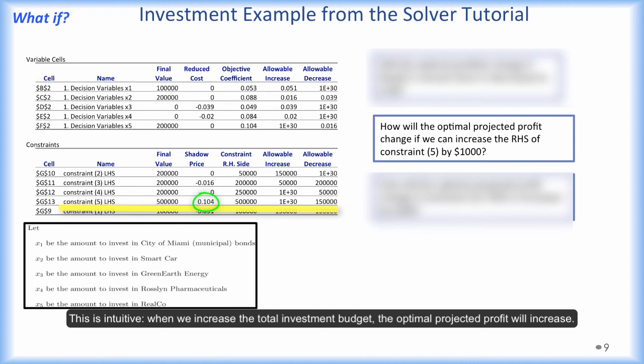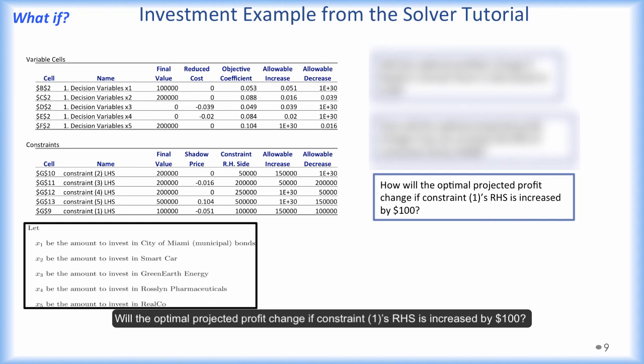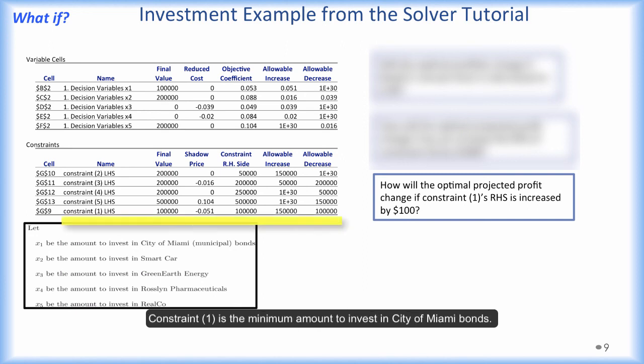And this is intuitive. When we increase the total investment budget, the optimal projected profit will increase as well. Let's see one more example. Will the optimal projected profit change if constraint number 1's right-hand side is increased by $100? Constraint number 1 is the minimum amount to invest in City of Miami bonds. The shadow price for constraint number 1 is minus 0.051.